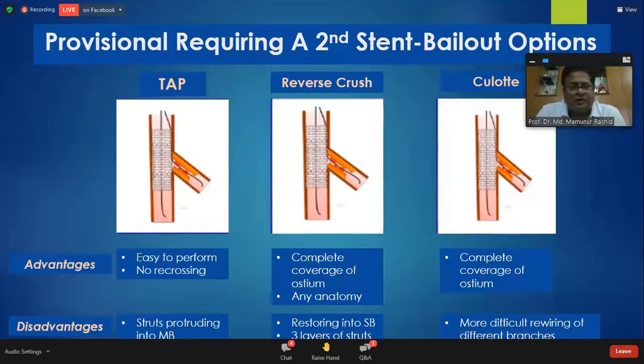When provisional stenting requires a second stent bailout procedure, in the case of TAP, as I already mentioned, and reverse crush and pull-out techniques. TAP is easy to perform, but the disadvantage is that it starts protruding into the main branch. In the case of pull-out, there is more difficult rewiring, different branches, and a double stent layer.